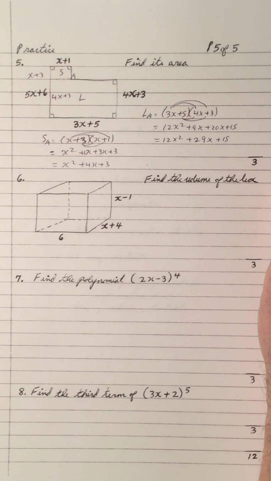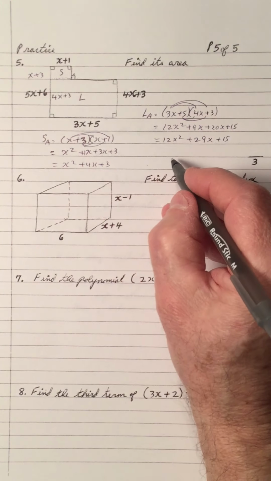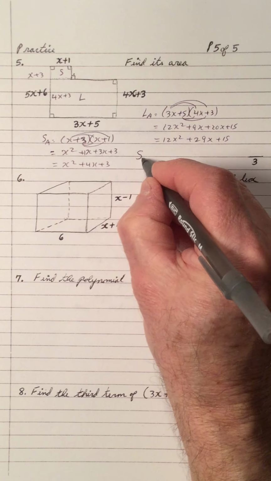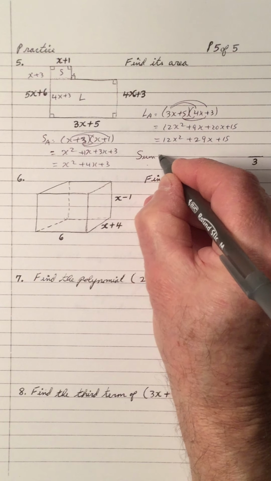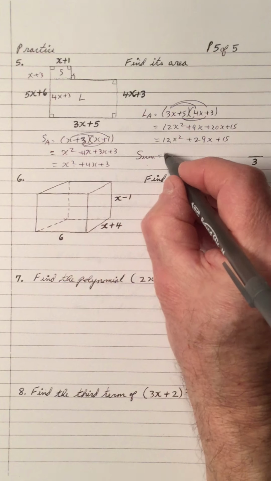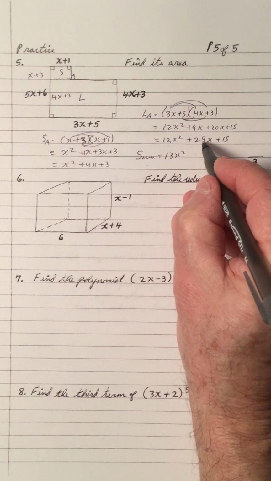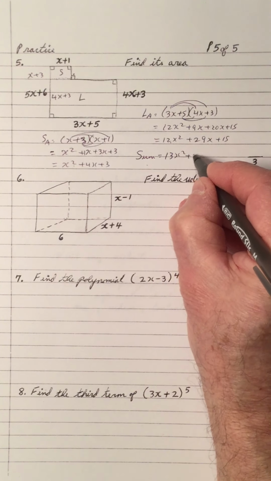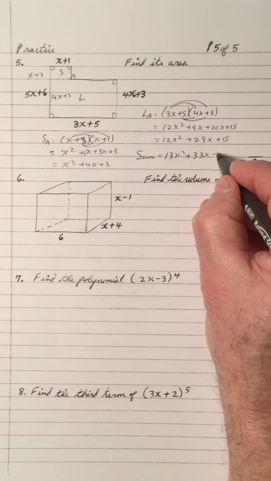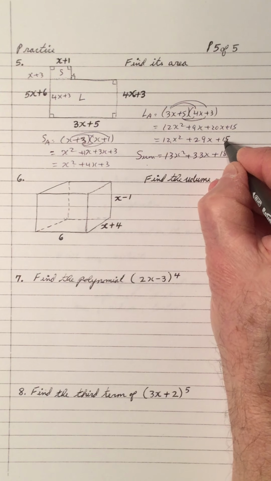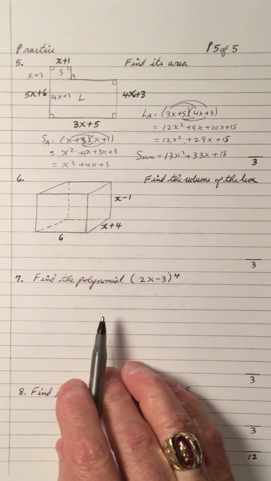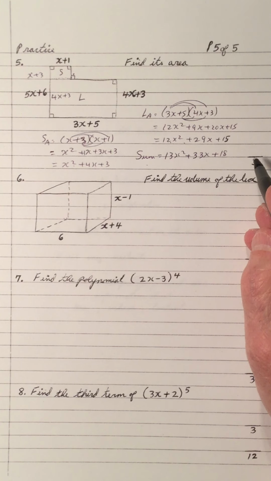And the total area is the sum of these two. Without writing it down, I'm going to write S for sum. S is the sum of the areas. I'm going to take this one and add on this one. So that's 13. Take the 29x and add the 4x, and that's 33x. And 15 plus 3 is 18. So that saves time. I know I'm going to add the large one to the small one. So this is the final answer. Give yourself 3 marks if you did it right.